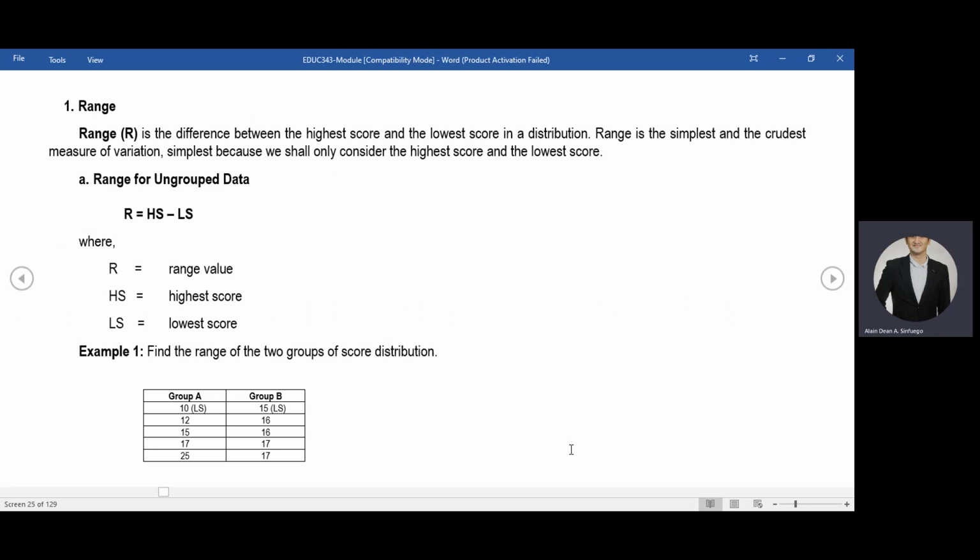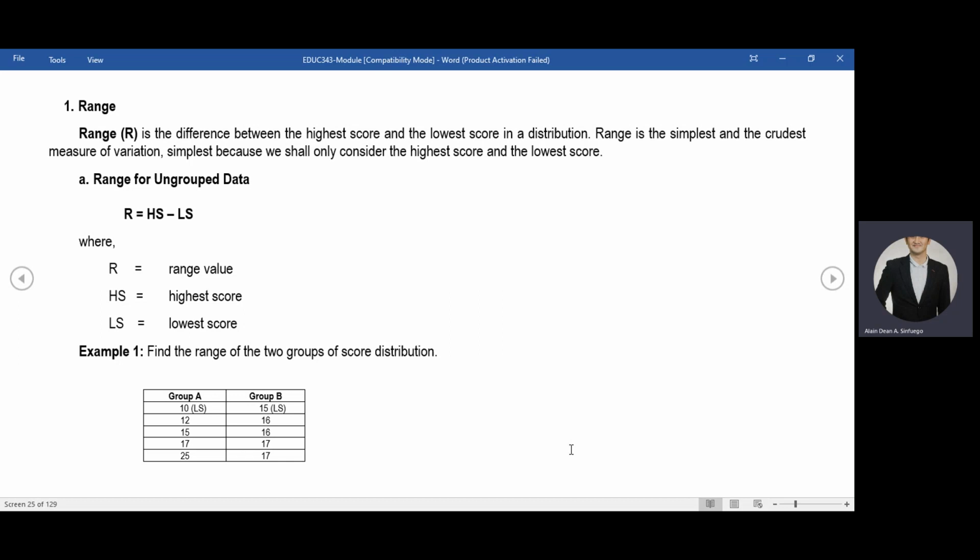First type of measure of variation is the range, denoted by the capital letter R. It is the difference between the highest score and the lowest score in a distribution. Range is the simplest and the crudest measure of variation. Simplest because we shall only consider the highest score and the lowest score. So for ungrouped data, you need to arrange it from highest to lowest or lowest to highest, either. So your R there is equal to the highest score minus the lowest score.